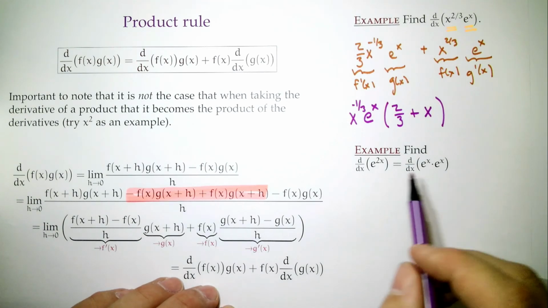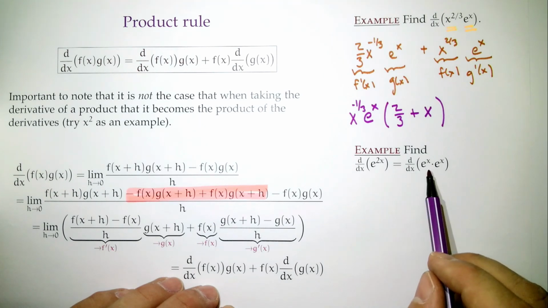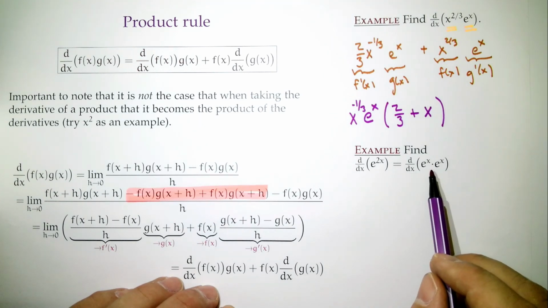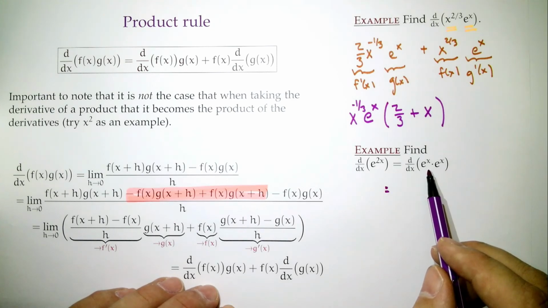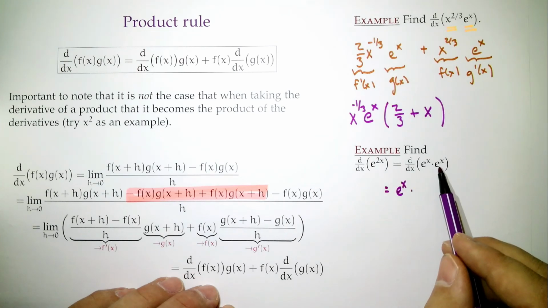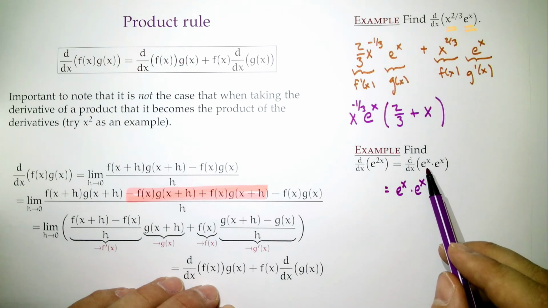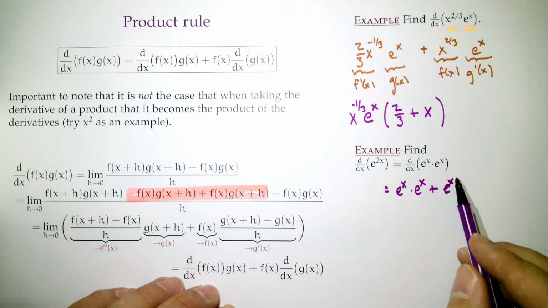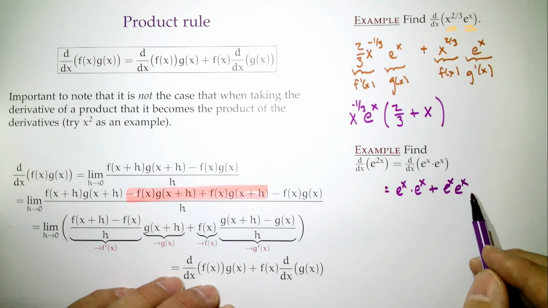Well, we don't know how to handle the 2 yet, but we can think of e to the 2x as e to the x times e to the x, which means we can do a product rule. All right, so we start by saying the derivative of e to the x, which is e to the x, times the function e to the x, plus, now we have just the function e to the x, and we times that by the derivative of e to the x, which is e to the x.